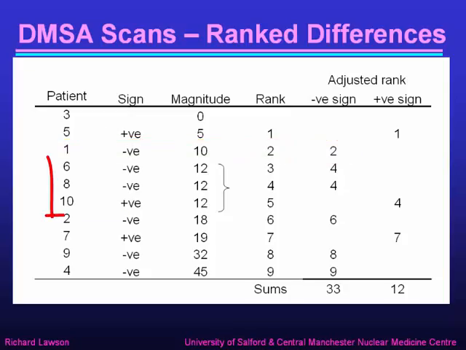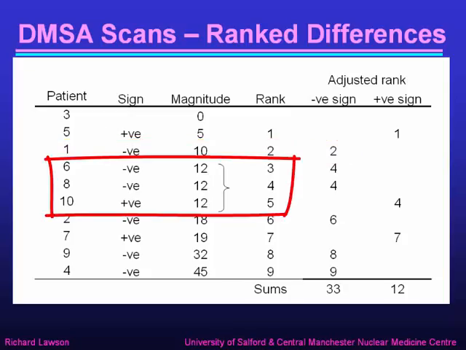Then we get to 3 patients who share the magnitude of 12. Patients 6, 8 and 10 had ranks 3, 4 and 5, but they all had the same magnitude. So according to our procedure for dealing with ties, the average of 3, 4 and 5 is 4. So each of these 3 patients is given the rank of 4.